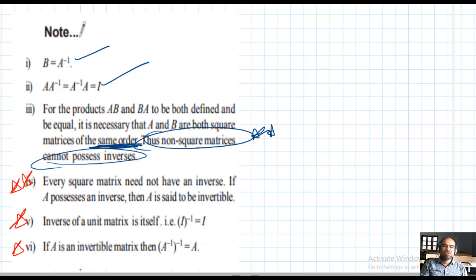So how did you get this? You can easily prove it. That is not a big problem. So A is an invertible matrix, and A inverse whole inverse equal to A only.